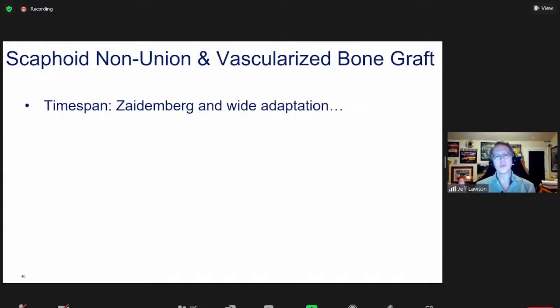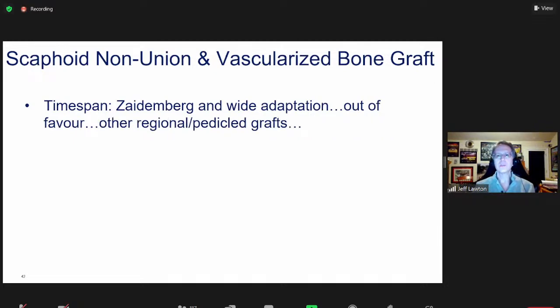So the pendulum has really shifted. At the time of Zeidenberg, there was really wide adoption and people started doing it for lots of different things. Then that got it a little bit of a bad name and it fell out of favor. There were other regional pedicled grafts. Certainly, Dean Sotereanos has popularized a dorsal capsular graft, which I've used also with success.